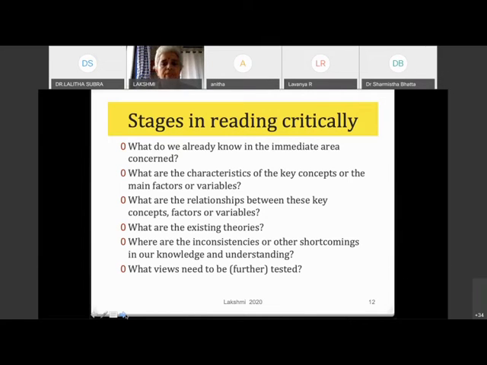What are the relationship between these key concepts, factors, or variables? And then what are the existing theories? What kind of theories are being used to explain this subject matter? And what are the inconsistencies or other shortcomings in our knowledge and understanding? Because as I said, the breastfeeding and infant feeding research, the inconsistencies are that your data is saying something and you're concluding something else. Okay?